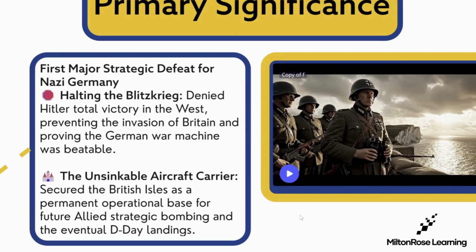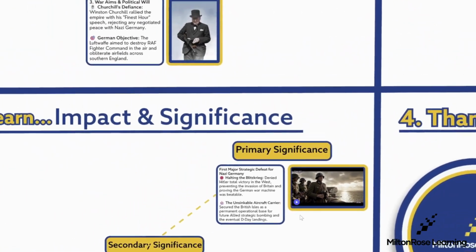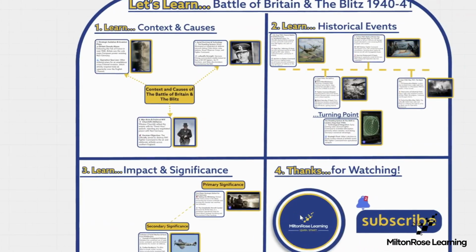And it created, in what we call in strategic studies, Britain as an unsinkable aircraft carrier. So basically, you could not sink us, and Britain turns into a massive operational base for future Allied strategic bombing of Germany from 1942 and 1943 onwards, and then eventually a launch pad for the D-Day landings. Okay, so Britain was that unsinkable aircraft carrier that allowed us to then relaunch into Western Europe eventually, and help to win the war alongside the Russians. So I think that's the primary significance there.